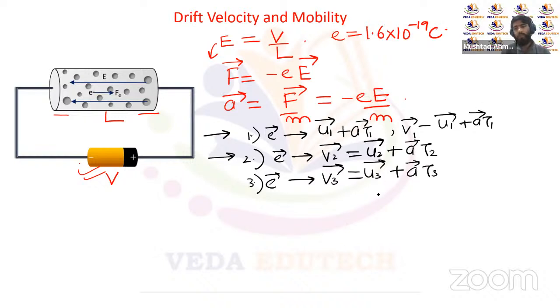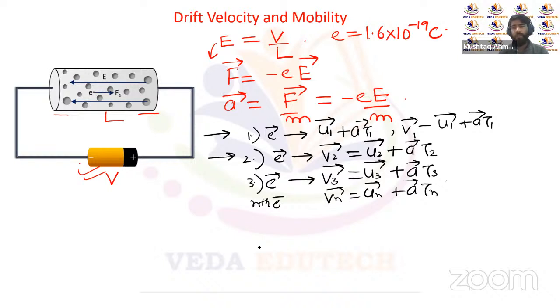This is the final velocity of the electron for n number of electrons. Similarly, for the nth electron, we will have the velocity Vn equal to Un plus a tau n, right? Correct?